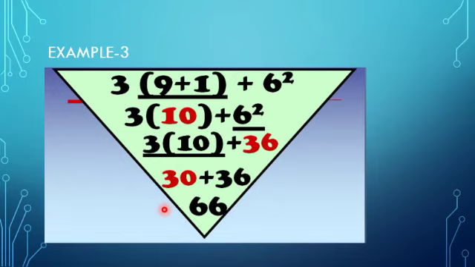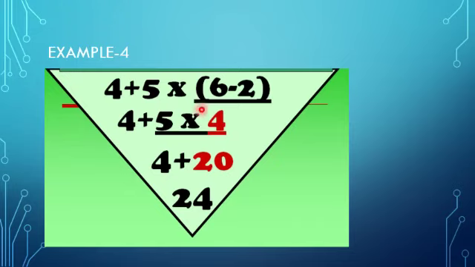Now the third example, 3 multiply bracket 9 plus 1 plus 6 power 2. As we have learned, first of all we have to solve the bracket. So 9 plus 1 is 10. After this we will solve the power. So 6 power 2 will be equal to 36. How? Because 6 multiplied by 6 is 36. And then 3, and there is a bracket with 10 inside. When one number is outside and the other number is inside, we use multiplication. So 3 times 10 is 30 plus 36. Doing addition we will get 66.